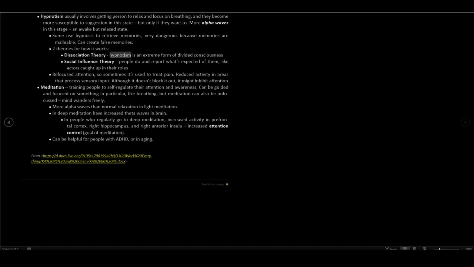There are 2 theories for how it works. Dissociation theory says hypnotism is an extreme form of divided consciousness. Social influence theory says people do and report what's expected of them, like actors caught up in their roles. Hypnosis refocuses attention, so it's sometimes used to treat pain. There is reduced activity in areas that process sensory input. Although it doesn't block it out, it might inhibit attention.